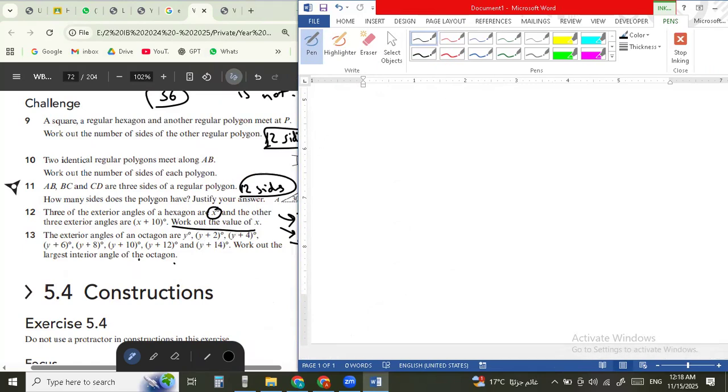The exterior angles here, they're saying the exterior angles of an octagon are y plus 2, y plus 4, and the rest of them are listed here. Work out the largest interior angle of the octagon. Well, first I need to find the value of y. So here, how many y's do I have? 1, 2, 3, 4, 5, 6, 7, 8 y. So 8y plus, here there is nothing, but here 2, plus 4, 6, plus 6, 12, plus 8, 20, plus 10, 30, plus 12, 42, plus 14, 56.